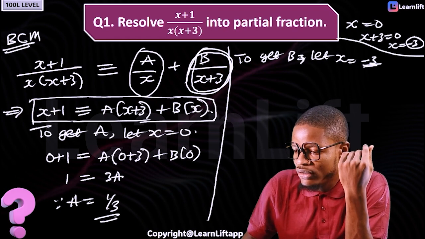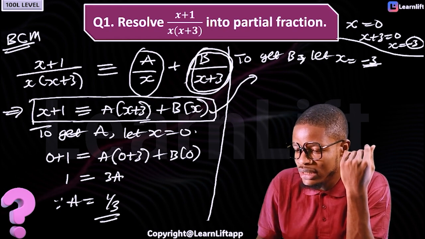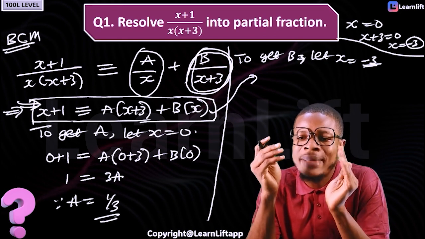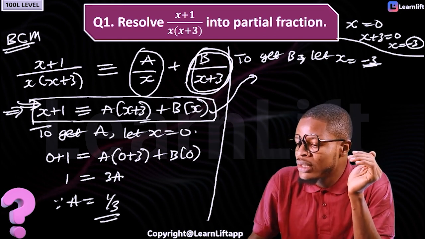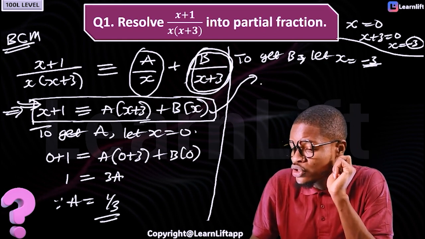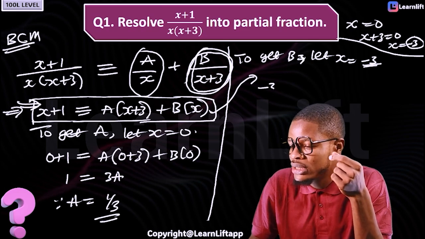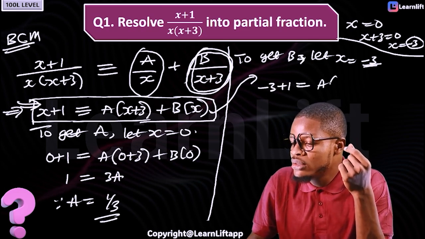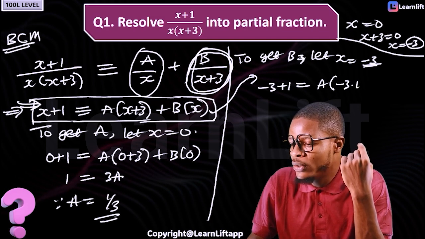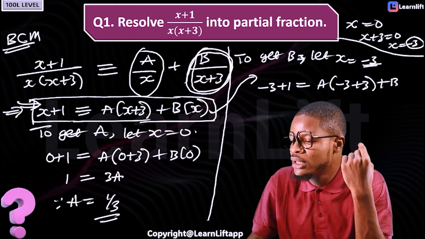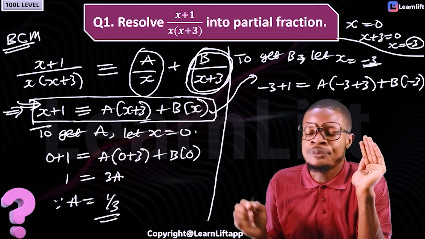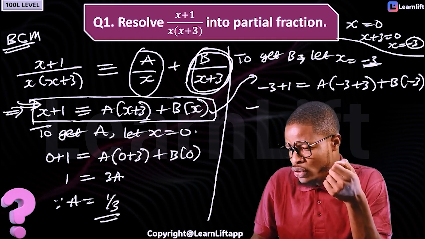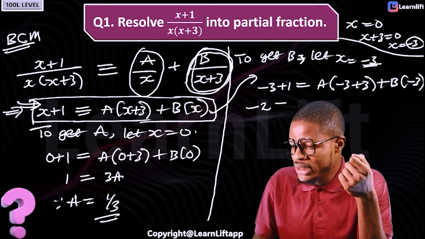So now look at it. Still from this equation here that we have placed in a box, anywhere you see x there, put minus 3 there. What is it going to give me? That means, the other side of the equation says x plus 1. That would be minus 3 plus 1 is equal to, what am I going to have there? A into, what's the x there? Minus 3 plus 3, right? Close the bracket, plus b into what? Minus 3. Simple. What's minus 3 plus 1? Minus 3 plus 1 is what? Minus 2.